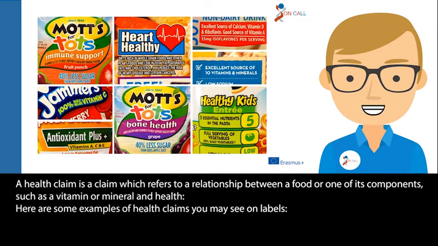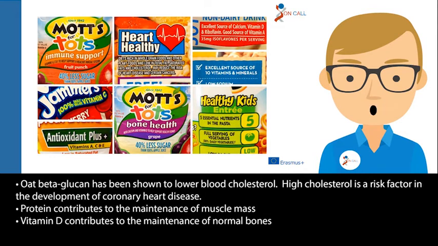A health claim is a claim which refers to a relationship between food or one of its components such as vitamins or minerals and health. Here are some examples of health claims you may see on labels. Oat beta-glucan has been shown to lower blood cholesterol. High cholesterol is a risk factor in the development of coronary disease. Protein contributes to the maintenance of muscle mass, and vitamin D contributes to the maintenance of normal bones.